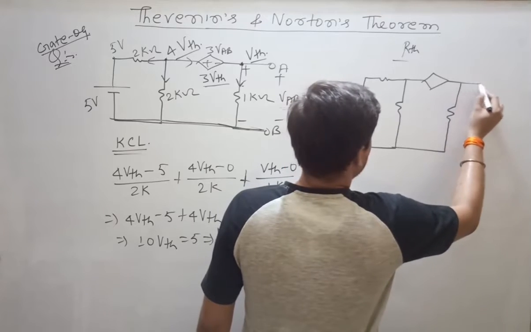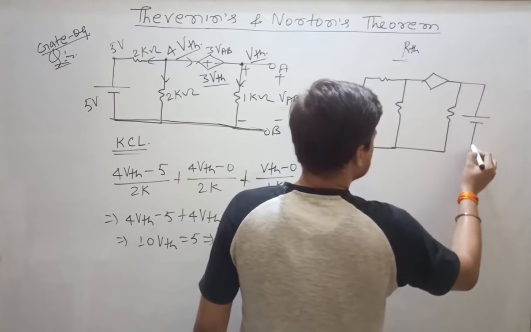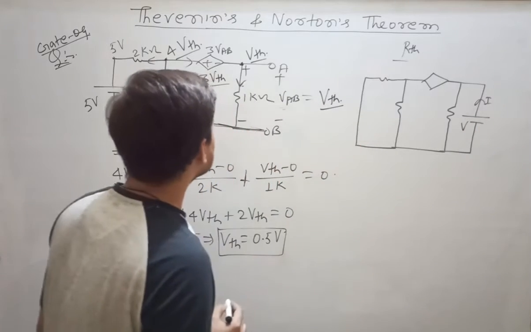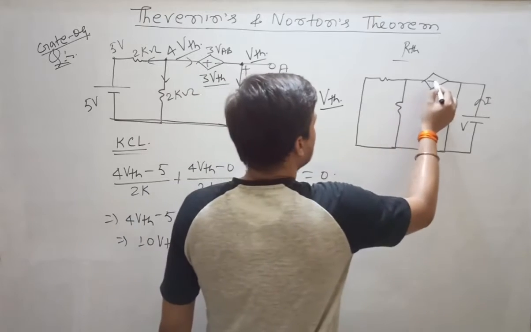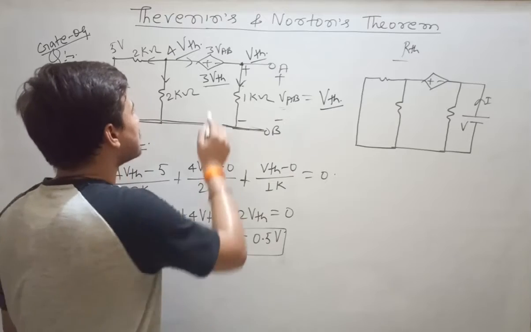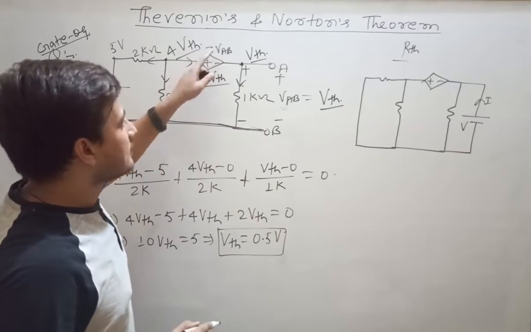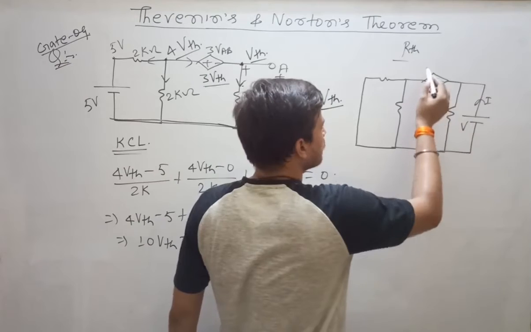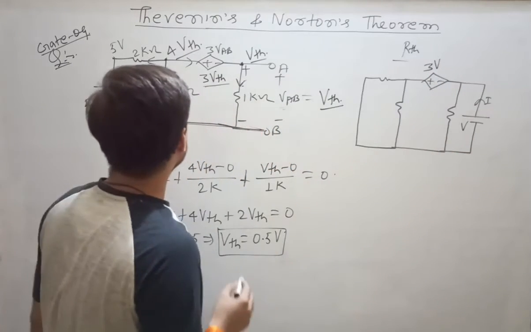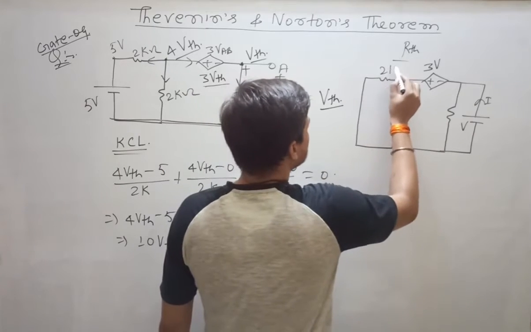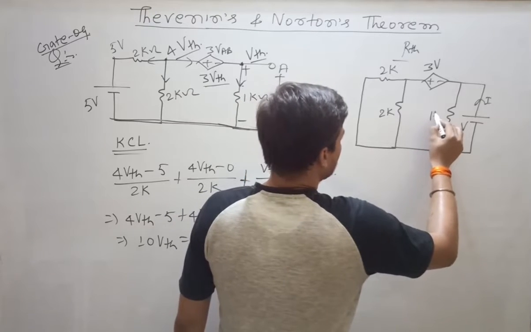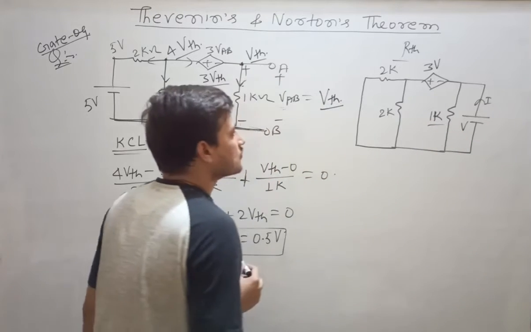Clear? Now here we will have to connect a voltage source V. Current flowing through this battery will be I. Now since you have changed the circuit and connected a battery, this potential will be changed. So here the potential is V, and here this potential will be 3V. Two resistors are connected, 2 kilo ohm, this is also 2 kilo ohm, and this is 1 kilo ohm. Clear? So now how to solve?